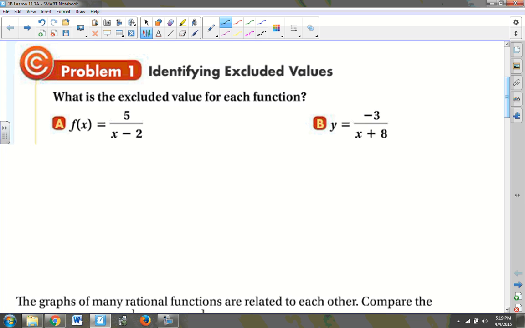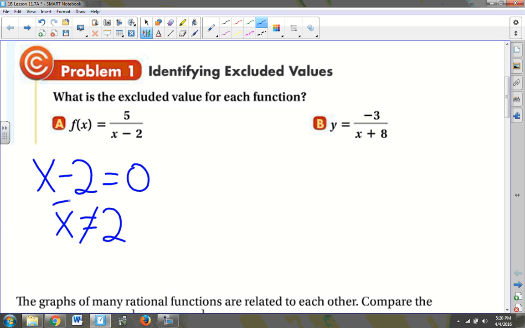So if, for example, we're looking at the function f of x equals 5 over x minus 2, in order to find the excluded value, I just take the denominator of that fraction and set it equal to 0. Because I know I'm not allowed to divide by 0, I'm not allowed to have that on the bottom of a fraction. So I will put x minus 2 equal to 0, and then x equals 2 is my excluded value, so x cannot equal 2 because x minus 2 is not allowed to equal 0.